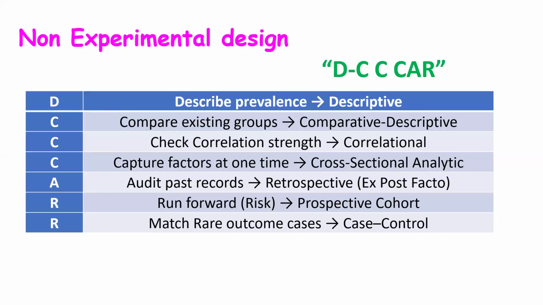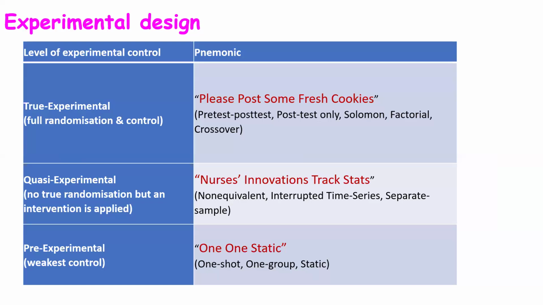And coming to experimental design, we have seen the main core types are three: true experimental design, quasi-experimental design, and pre-experimental design. In true experimental design, we have seen so many things. To remember them, please post some fresh cookies. P for pretest-posttest only design, S stands for Solomon, F stands for factorial, and C for crossover. So it is easy to remember the types of true experimental design with this mnemonic: please post some fresh cookies.